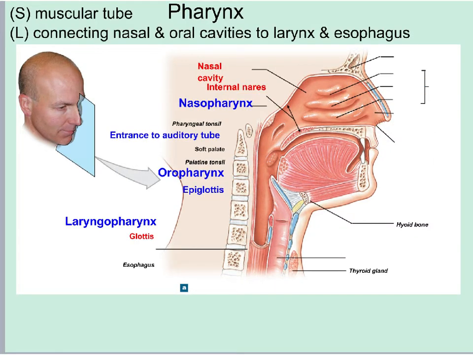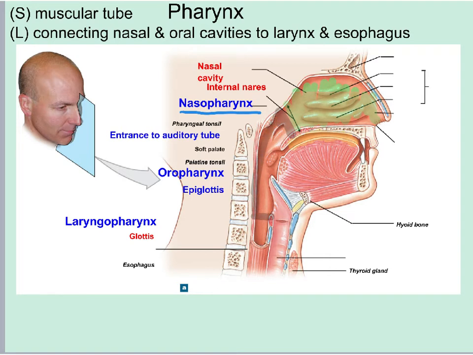So the pharynx is the structure that connects the nasal and the oral cavities. So here's the oral cavity, right? And here's the nasal cavity. And the pharynx then is going to be this shared tube of both the respiratory system and the digestive system. And so it goes all the way down to here.